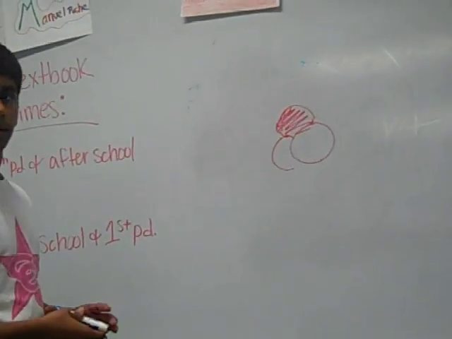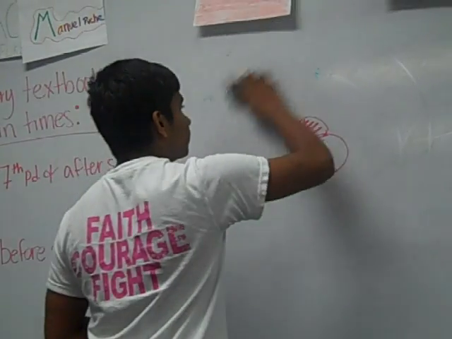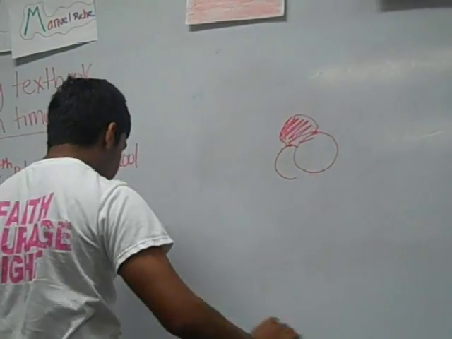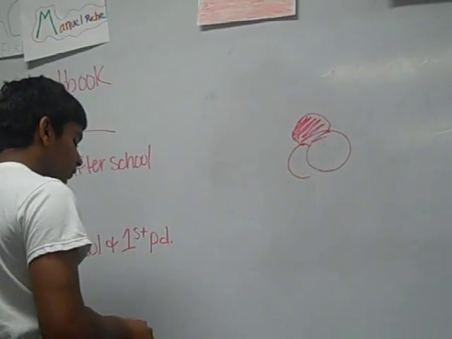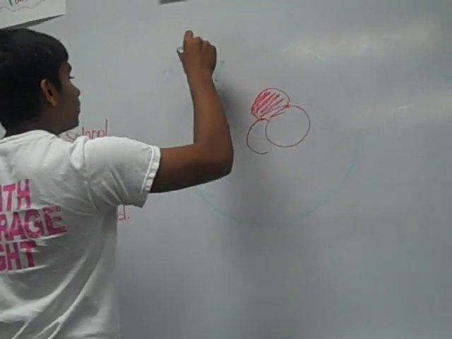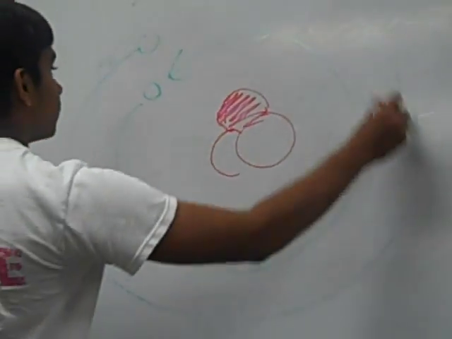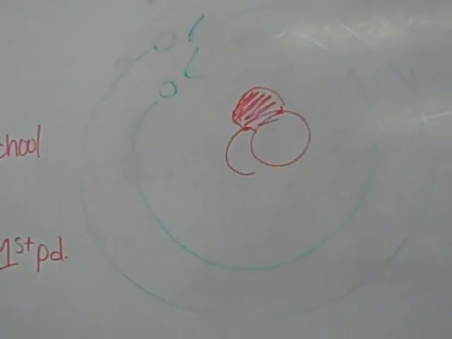Teacher, I can't really see that. Oh, okay. Let me do it in green. So the electrons would orbit around the nucleus. They figured that out through Rutherford's experiments.